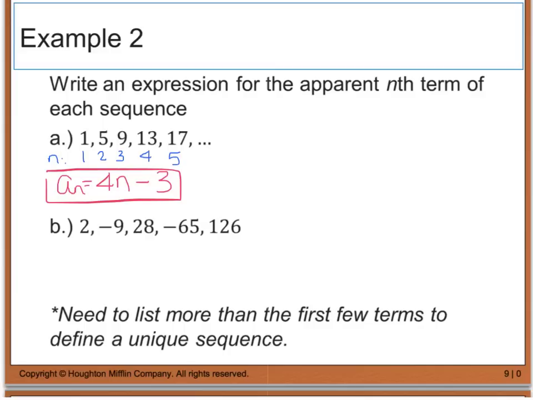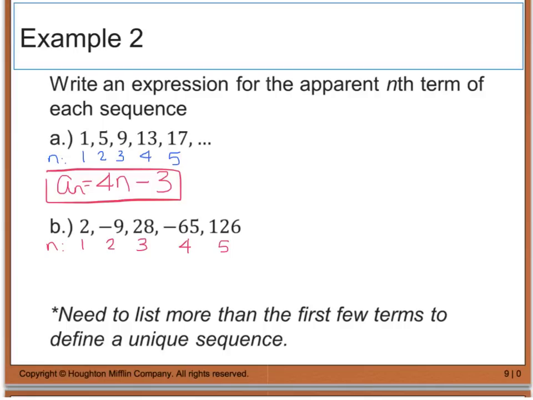I'm going to start out doing the same thing for part B. So my first term is going to equal 2, my second term equals negative 9, my third term equals 28, my fourth term is negative 65, and my fifth term equals, I'm sorry, a 126.